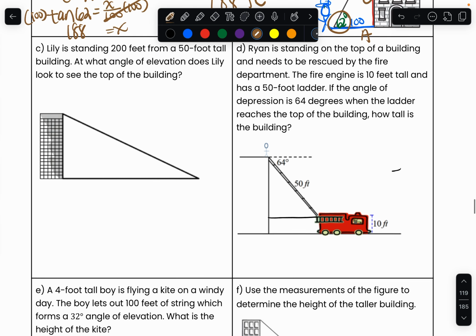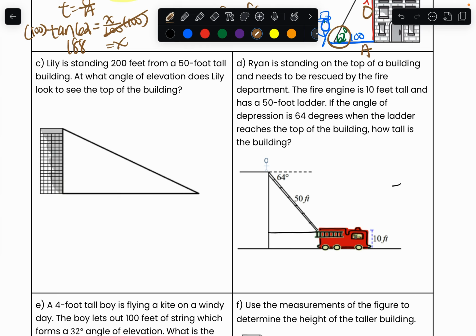Let's look at another question. So Lily is standing 200 feet away from a 50-foot tall building. So let's go ahead and draw our Lily. She's right here. This is our Lily. She's standing 200 feet away, so 200 right here, from a 50-foot tall building. So we know the building is 50 foot tall. What's my angle of elevation when Lily looks to see the top of the building?